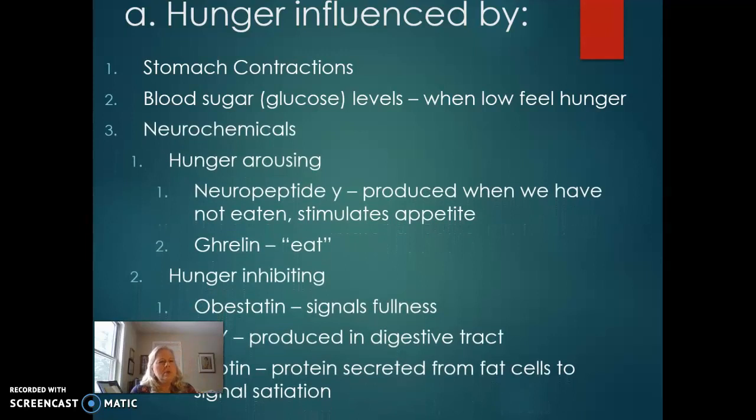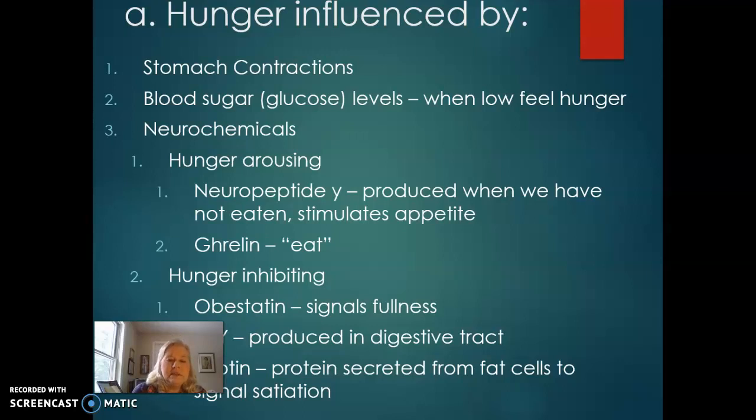And now here's a whole heck of a lot of neurochemicals. I'm not sure how many of them would actually be on the AP exam, but I'd like to describe them for you quickly. The hunger-arousing chemicals: neuropeptide Y is stimulated when we do not eat. Ghrelin is stimulated by the digestive system, and I think of ghrelin as the one that makes you want to eat.